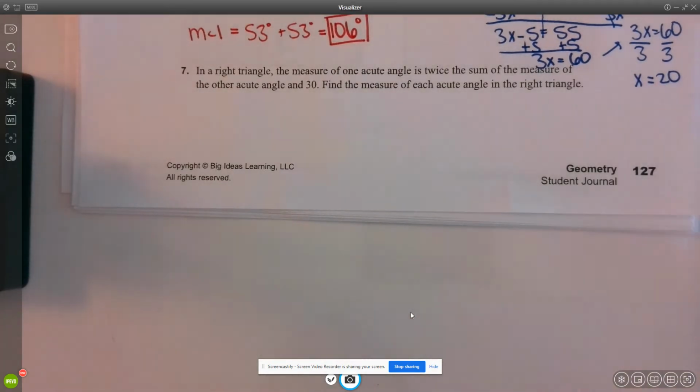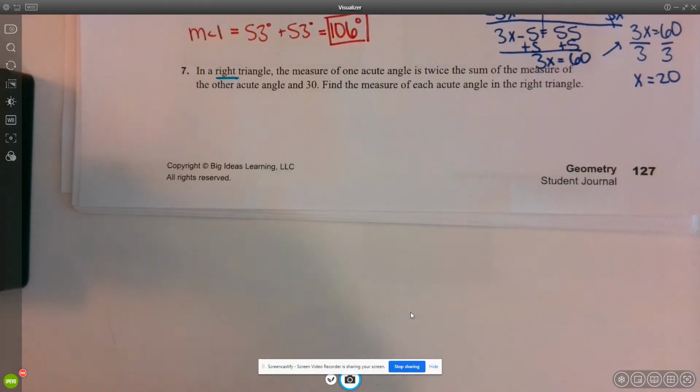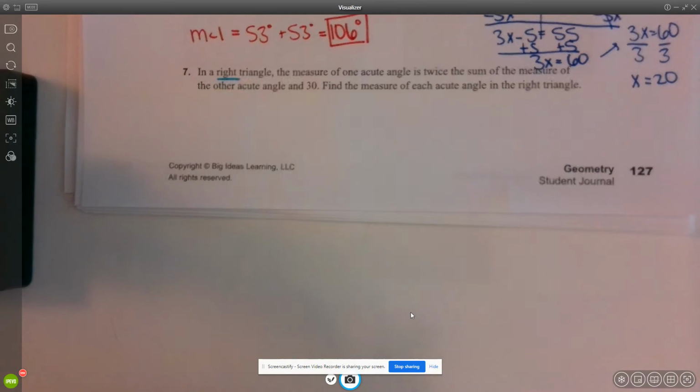It tells us that in a right triangle, that's probably going to be important, the measure of one acute angle is twice the sum of the measure of the other acute angle and 30. Find the measure of each acute angle in the right triangle.